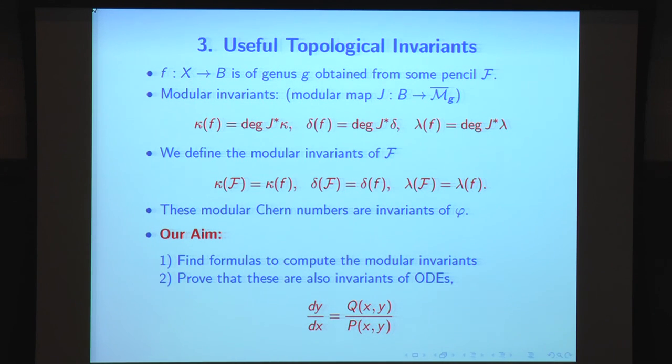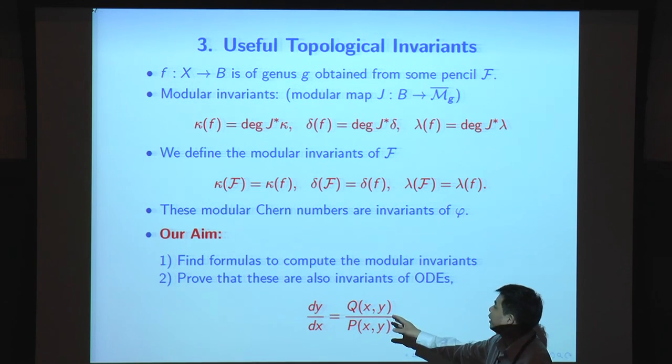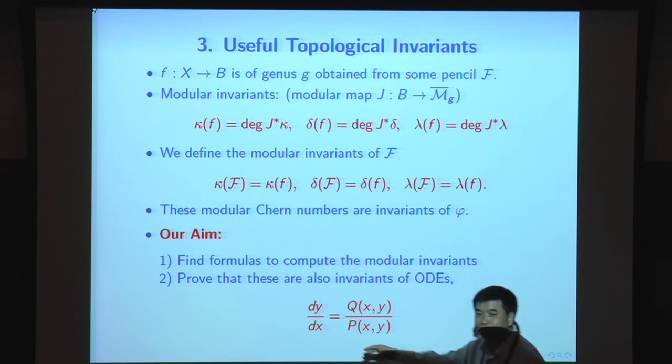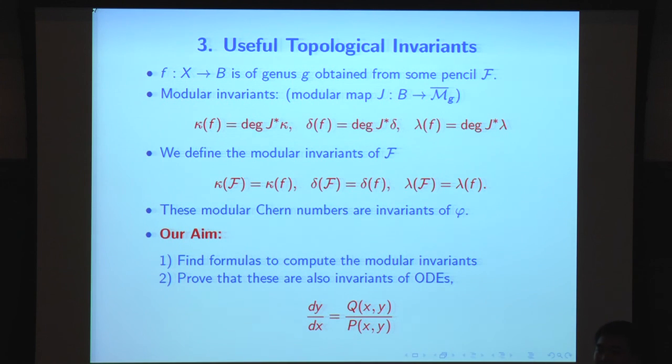Invariance means, from a given family, you can get some number. For differential equations, this means we can define some Chern numbers for these equations. But usually, this is the problem.